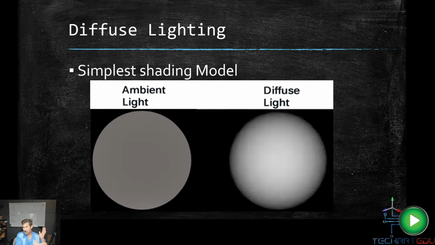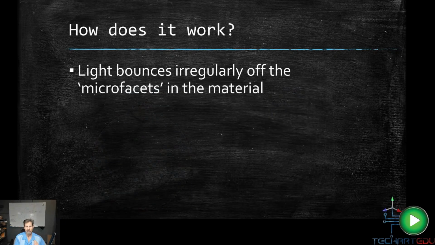Now diffuse light, on the other hand, actually takes into consideration the relative angle between the light source and the normal. Just remember, the normal is that arrow that sits perpendicular to the surface of your model, wherever it is, and that's going to give you diffuse light. Other people might call this gradient lighting, but gradient lighting or diffuse lighting, they're all one and the same. So how does this actually all work?